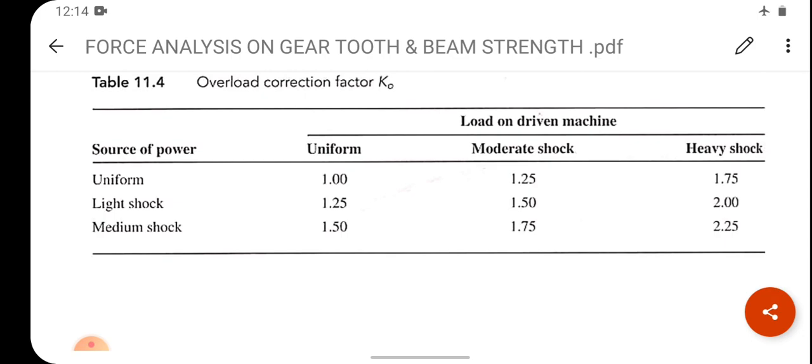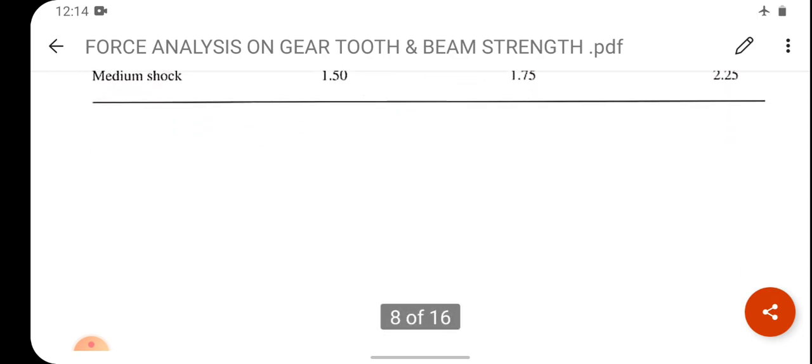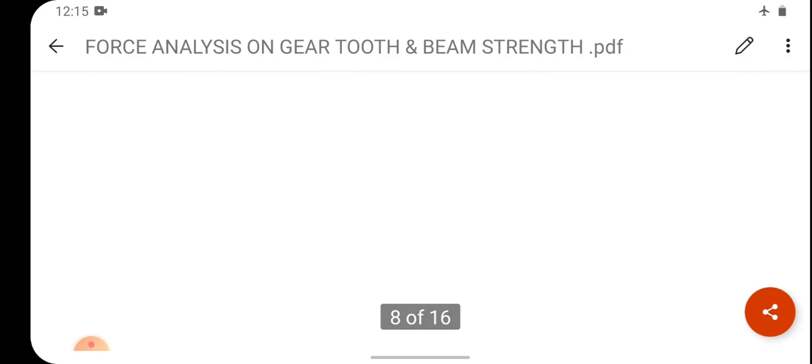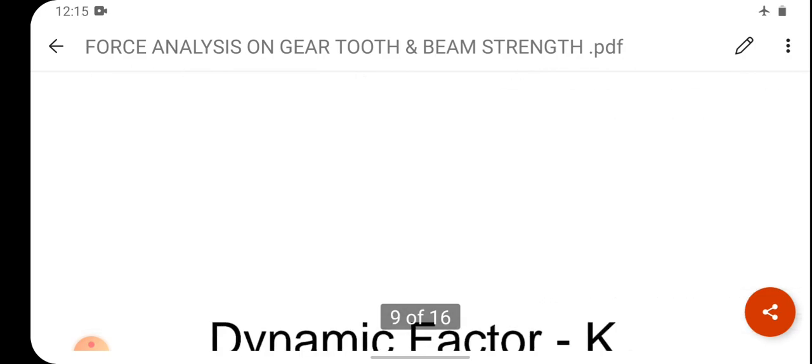Clear? Clear or not? So this is the, in case of moderate shock, in case of light shock of source of power. So considering source of power with light shock, and load on driven machine is moderate shock, we will get this value as 1.50. So similarly you can find load correction factor, that is K naught, with the help of this table.